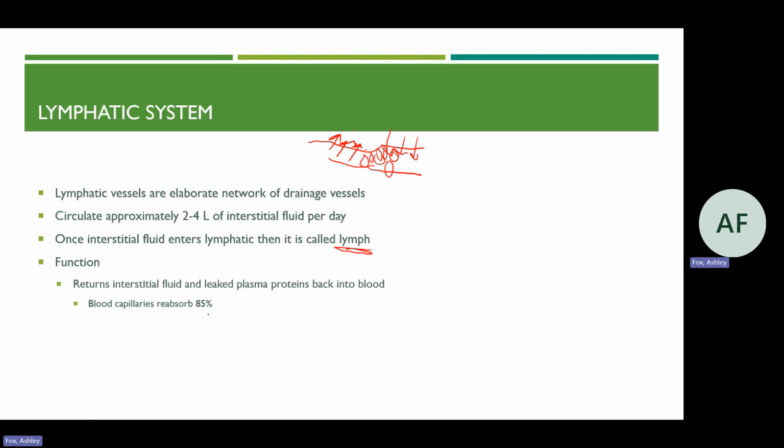So again, 85% of blood capillaries are reabsorbing by the blood colloid osmotic pressure, but the other 15% has to be circulated or you'll cause swelling. So interstitial fluid and any kind of leaked plasma proteins, but those are smaller ones, not like albumin that's staying in the capillaries, to bring those back to the blood. So kind of everything that's pushed out and left in the interstitial fluid is going to be recirculated by the lymphatic system.